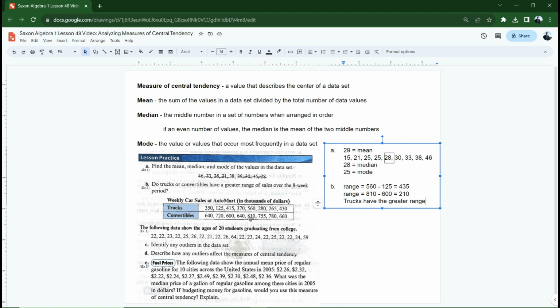Range is the highest number minus the lowest number. That is not a measure of central tendency, but it is a useful measure to consider when thinking about data sets. All right, letter C.